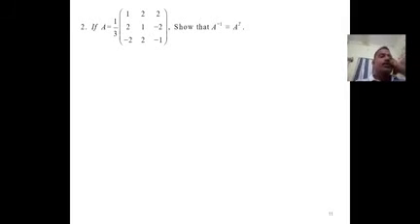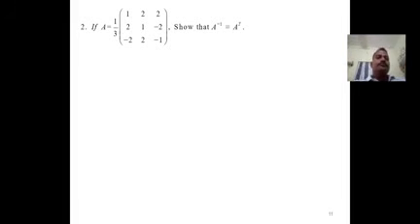Now the next problem. If A is equal to 1 by 3, 1 2 2, 2 1 minus 2, minus 2 1 minus 1, then show that A inverse is equal to A transpose.